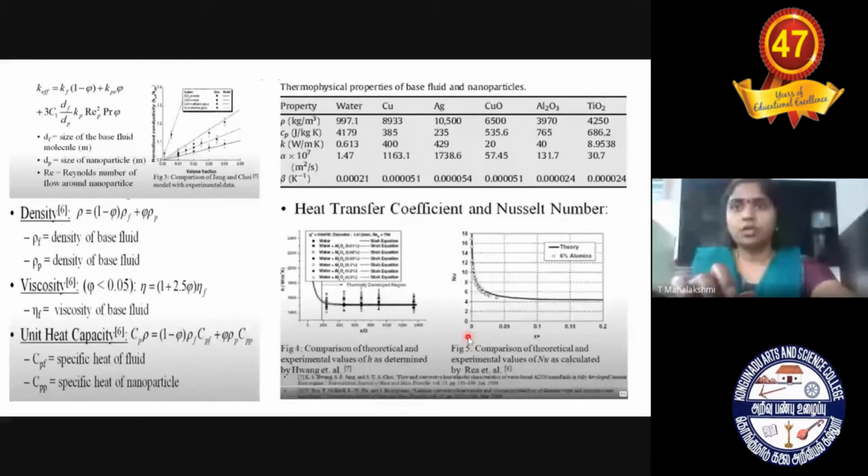So this graph shows the comparison of the theoretical and experimental values of the heat transfer coefficient as determined by Hong. So he has concluded that aluminum trioxide has the highest heat transfer rate. And this graph shows the comparison of the theoretical and experimental values of the Nusselt number, as calculated by Ree et al. So he has directly calculated the heat transfer rate by considering the experimental values of the heat transfer rate parameter, the Nusselt number.